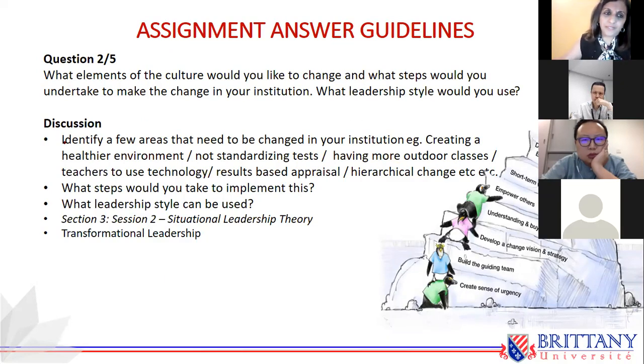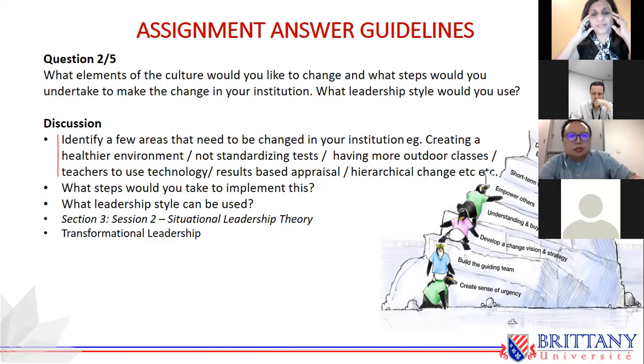So I have identified a few examples. All right. Identify a few areas that need to be changed in your institution. Now, if your institution has nothing that you can change, please create. This is an assignment. All right. It's not a diary. It's an assignment. So you think, analyze and ask yourself, what can I change in my company? Even though really it's been there only for the past 5 years, right?